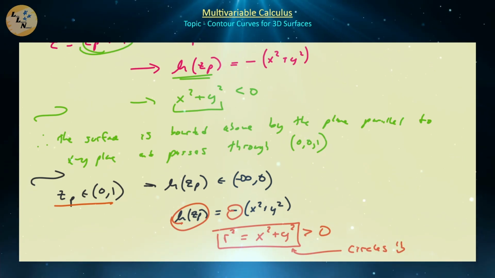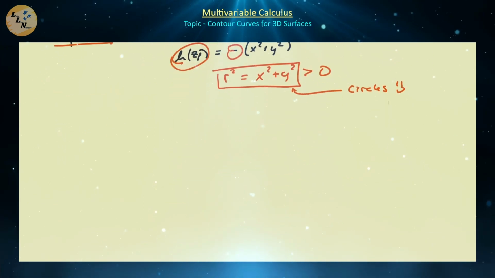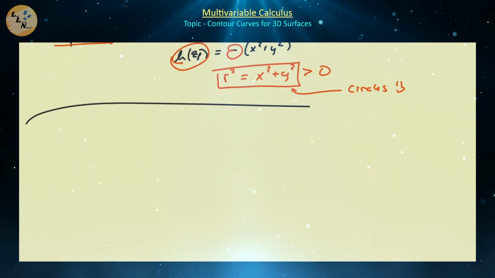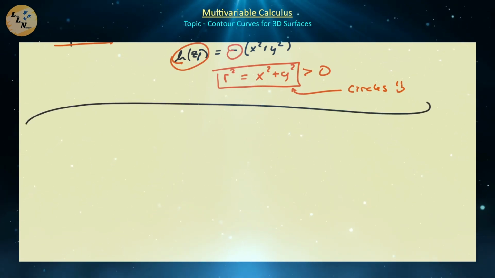So that means if we take a plane that is parallel to the xy plane, and the xy plane shifted up by 1, and cut that surface, the cross section of that surface with that plane is just going to be a circle, right? So let's actually look at that type of picture. And this is what we're going to call a contour map, a contour representation of our surface.